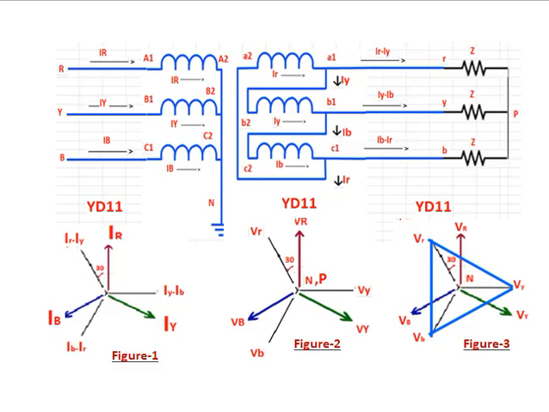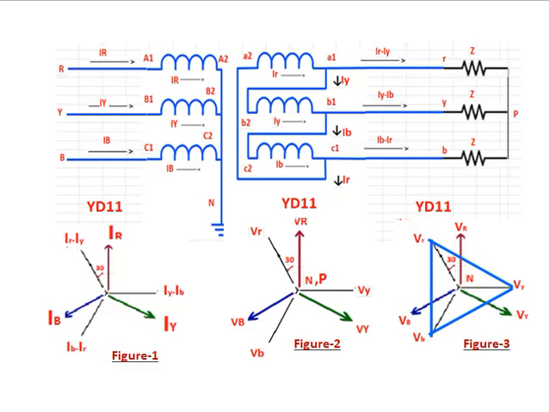HV side input current and LV side output current are shown in figure 1. It is represented in vectors. The LV side is leading by 30 degrees with reference to the HV side current. So the transformer vector group is called YD11. LV current flows through the impedance, that is, the load impedance.